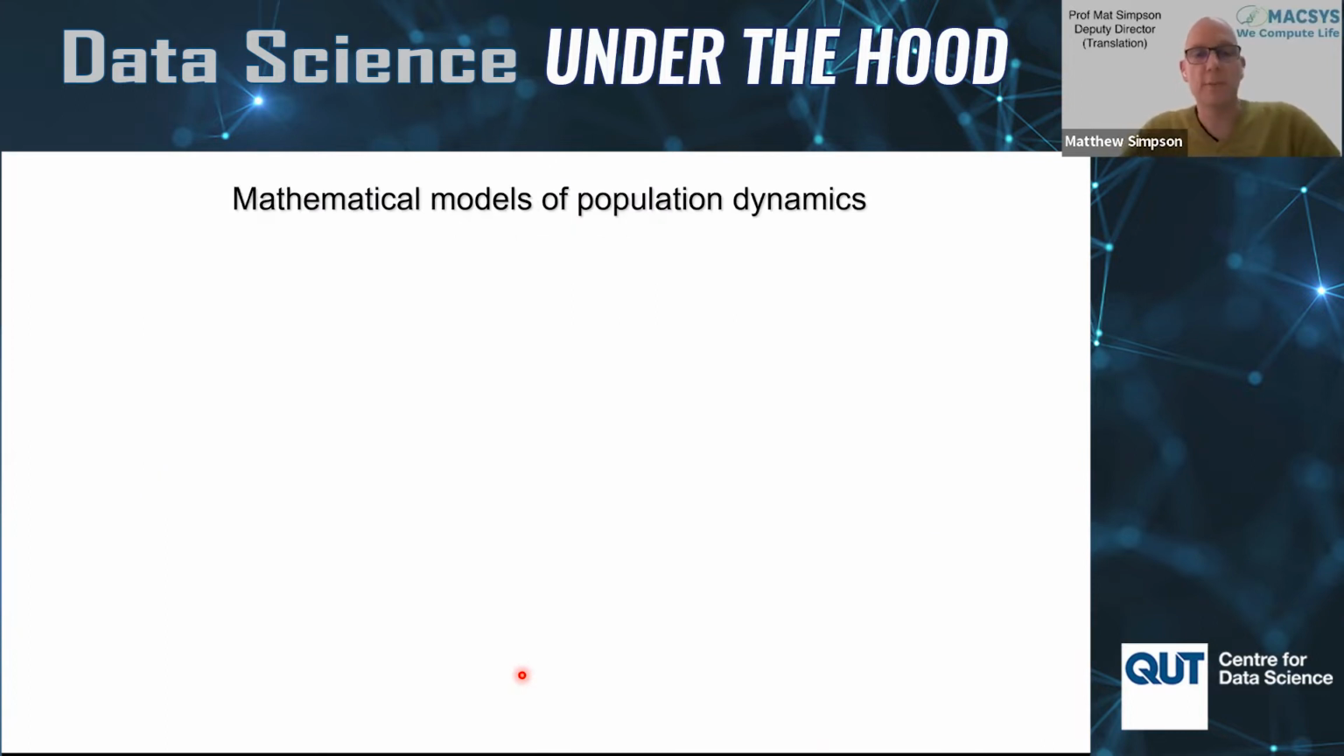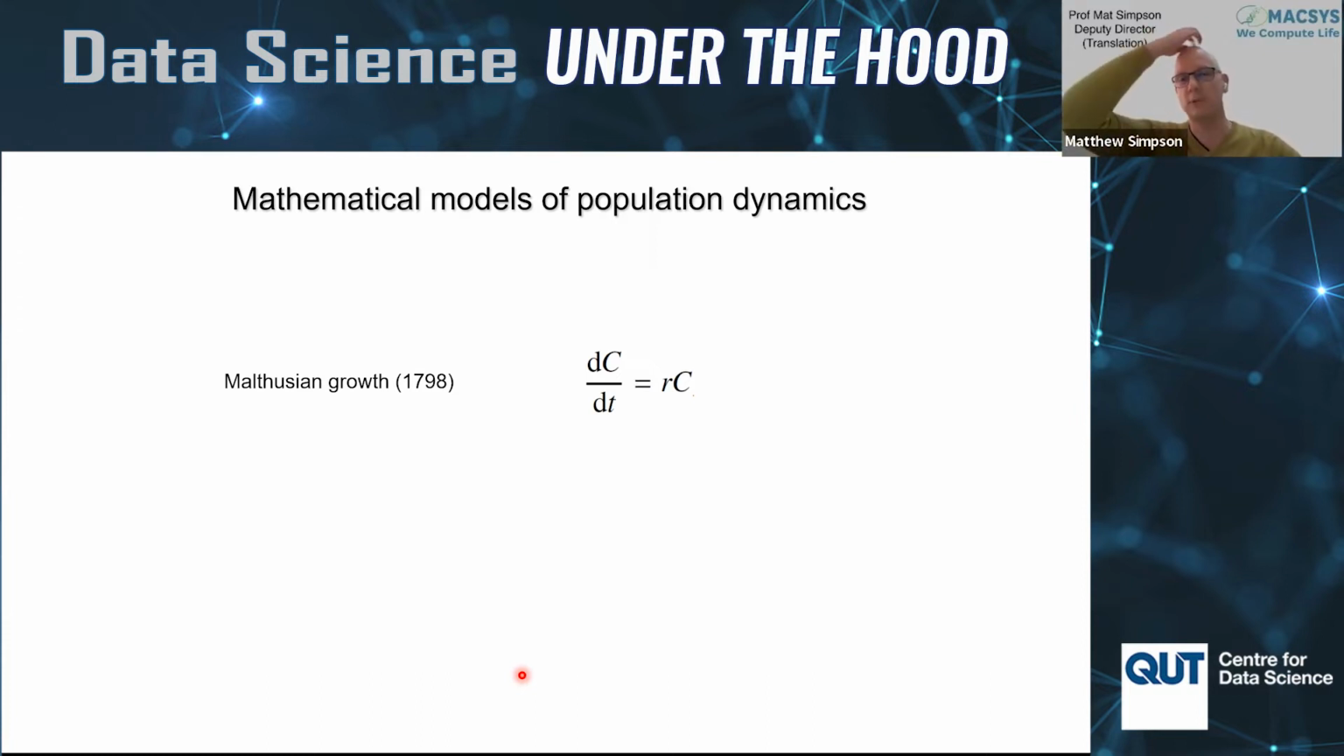What I'm going to talk about is mathematical models of population dynamics, and mathematical modeling of biological population dynamics is probably one of the oldest areas of applied mathematical modeling. It goes back to 1798 with the proposition of the Malthusian growth model, the well-known exponential growth model. Here I'm talking about some concentration or population size C, which is going to grow exponentially at some rate R.